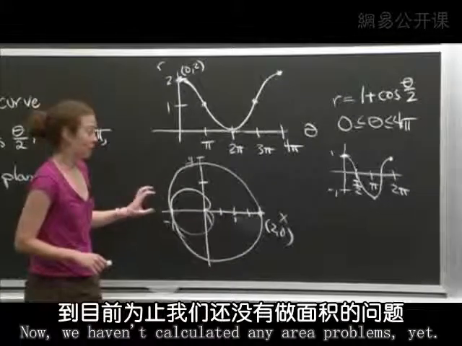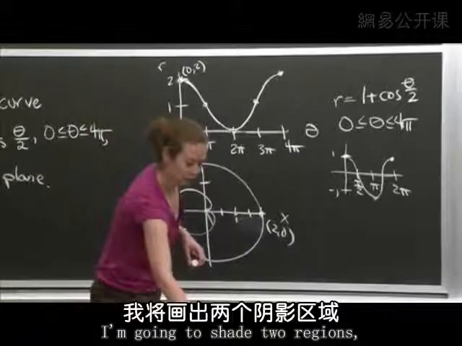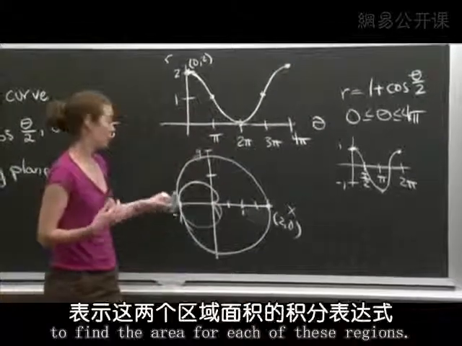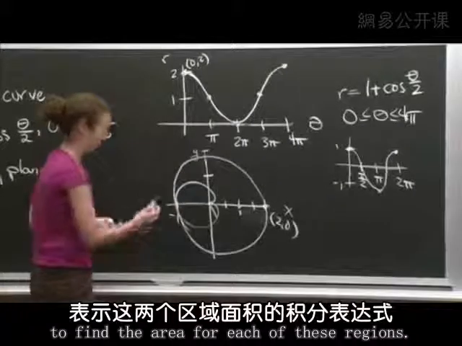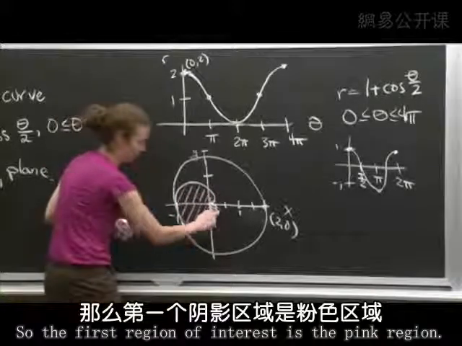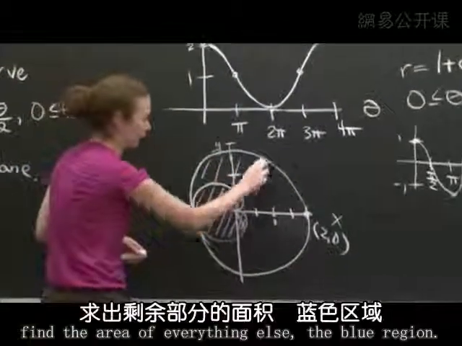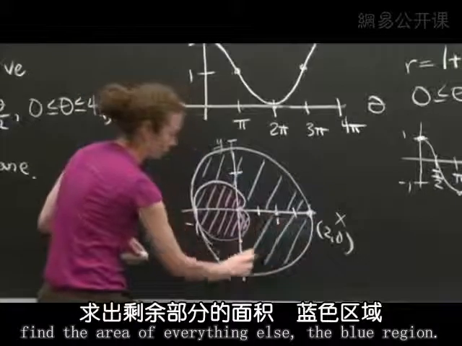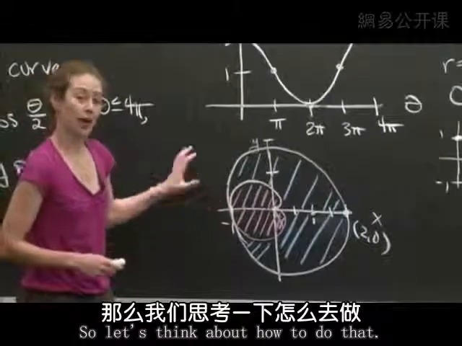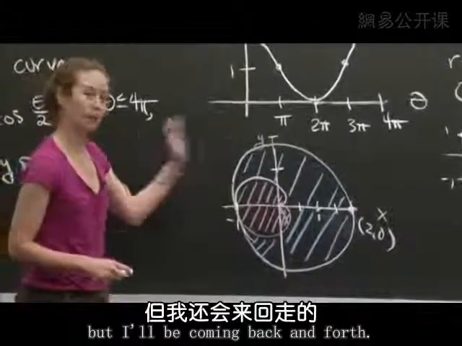Now, we haven't calculated any area problems yet. So what I'd like us to do is I'm going to shade 2 regions, and I want us to just write down the integral form to find the area for each of these regions. So the first region of interest is the pink region. I'm going to ask us to find the area of the pink region, and then I'm going to ask us to find the area of everything else, the blue region. So let's think about how to do that. I think I'm going to have to come over to the other side to write down the integrals, but I'll be coming back and forth.